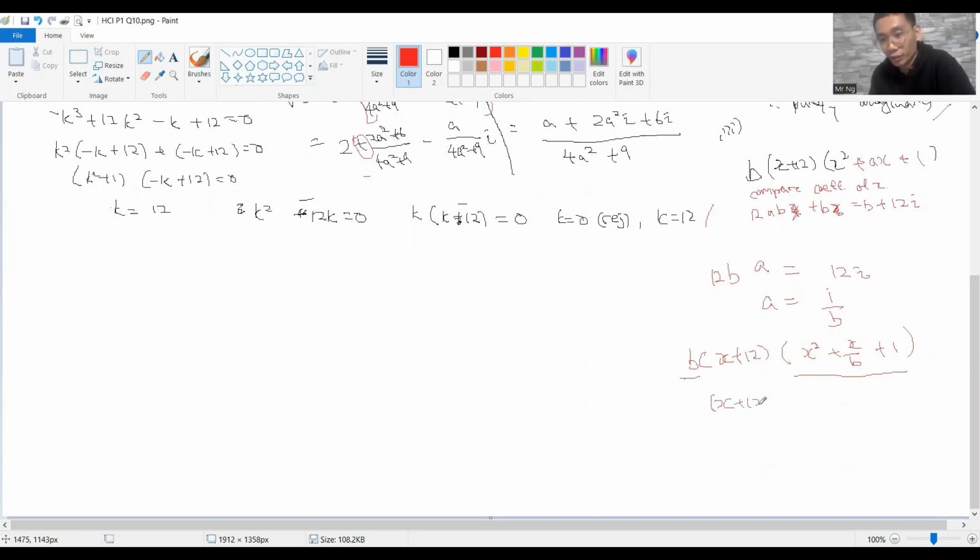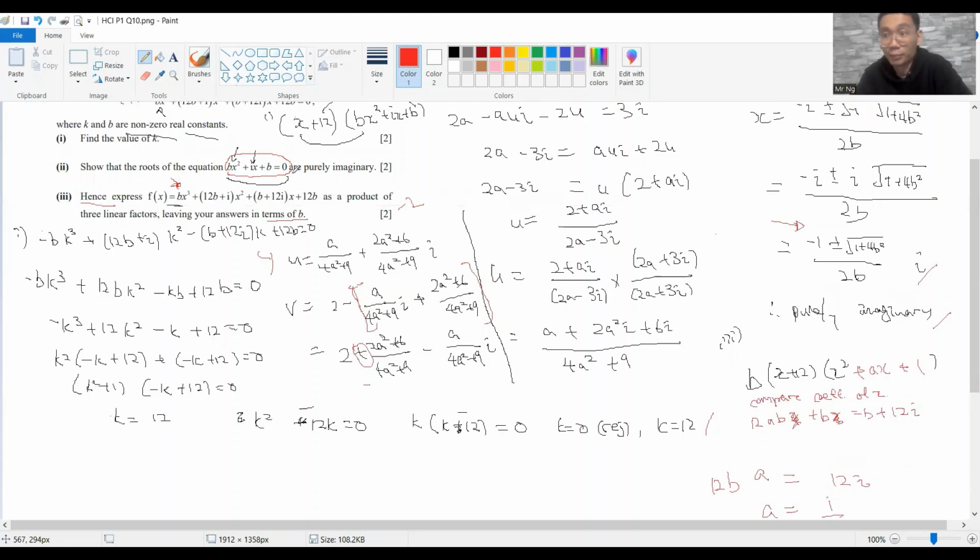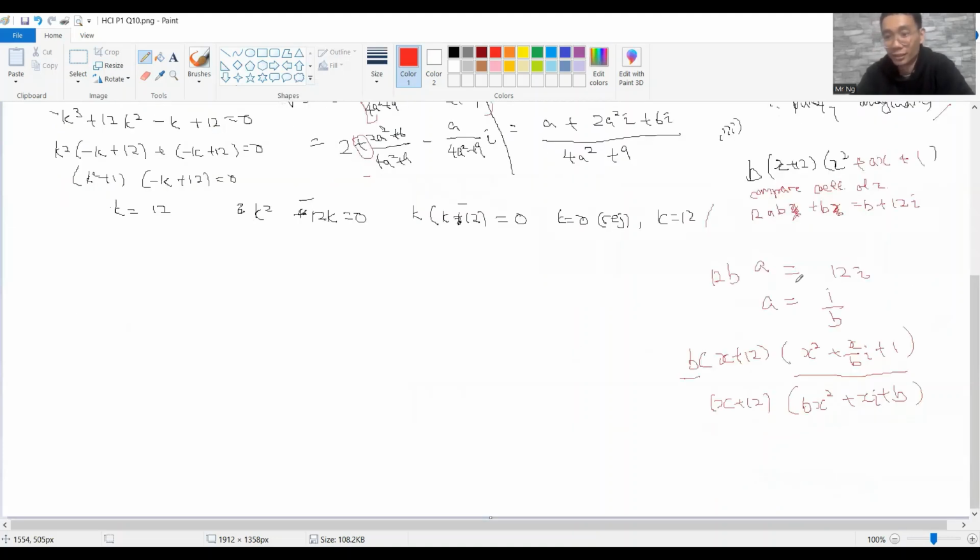So x plus 12 bracket bx squared plus x plus b. I think there's an a, right? a is 12 over b. So this thing and this thing are the same. Previously we already showed the roots, so these are the roots. That means we can express them like this.